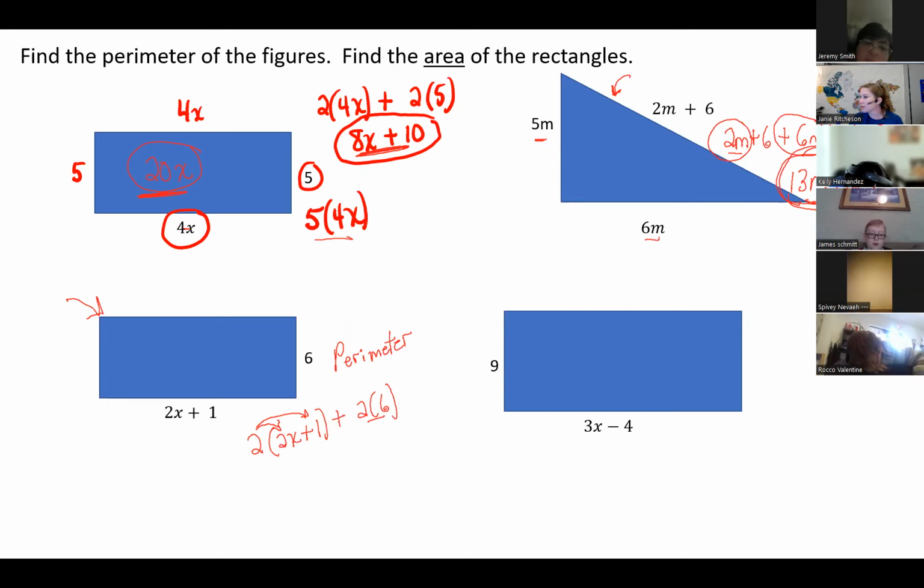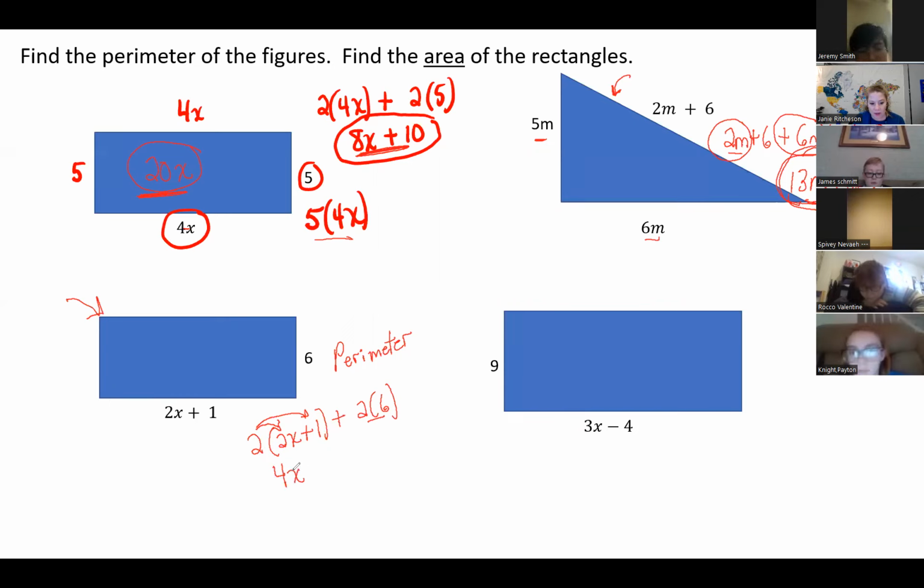So you're going to combine terms. So add together 12 and 2. Good, Kellen. There you go, Evan. Beautiful. All right, here we go, guys. 2 times 2x is 4x. 2 times 1 is 2, plus 2 times 6 is 12. And now we're going to combine like terms. So 4x plus 14 is the final answer.